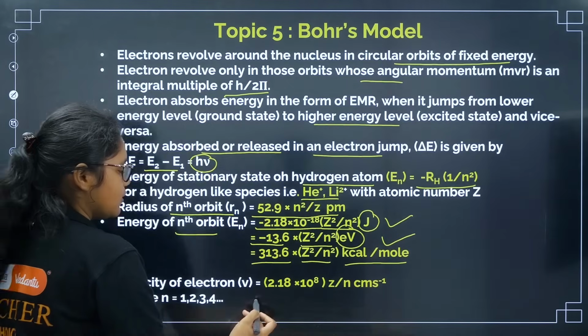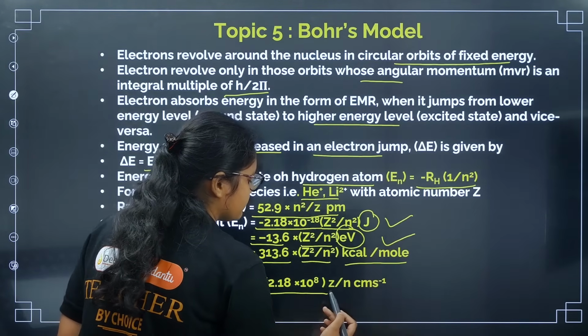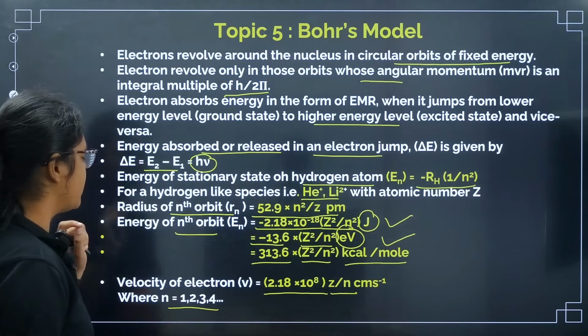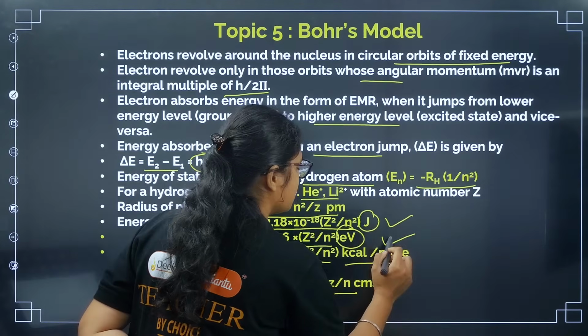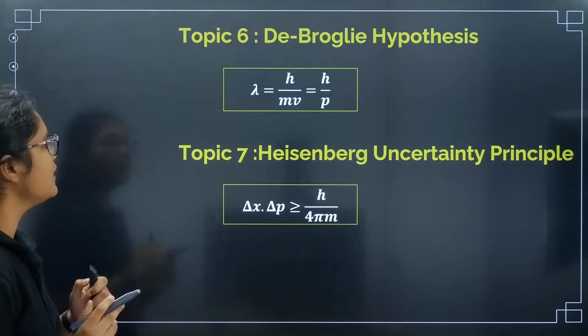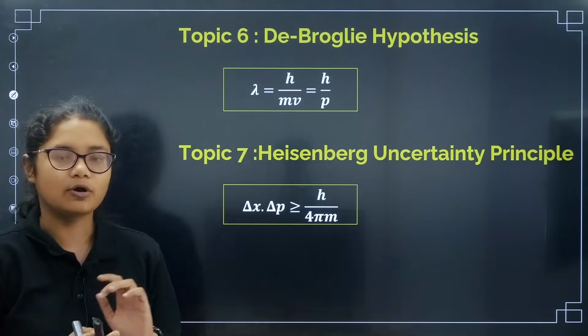Now velocity of any orbit is 2.18 into 10 to the power of 8 Z by n, where n is equal to 1, 2 and 3. Okay. So you have to remember which formulas from here? This one and this one and this one. Okay. Very simple one.